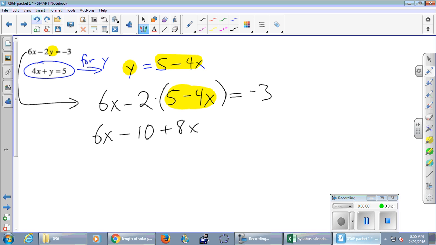Yeah, make sure you catch that change of sign, right? Let's say plus 8x minus 2 times minus 4x equals negative 3. And now the equation is going to look friendlier and friendlier as we go.